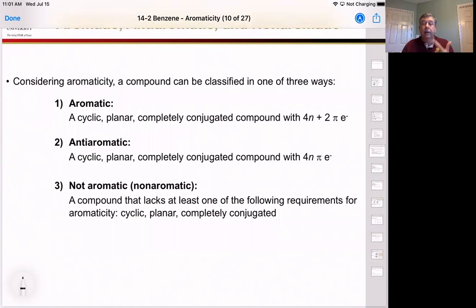So let's recap. Aromatic is cyclic, planar, completely conjugated, and having an odd number of pairs of electrons, or a 4n plus 2. So those are numbers 2, 6, 10, etc. For anti-aromatic, you have to follow all those rules, but you have an even number of pairs of electrons. And if you break any one of those 4 rules, you are non-aromatic. So let's go over a few compounds to double check to make sure we have an understanding of all 4 of these rules for aromaticity.